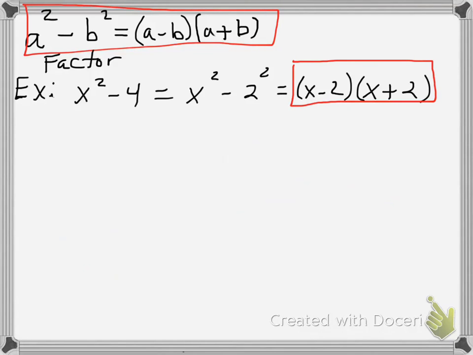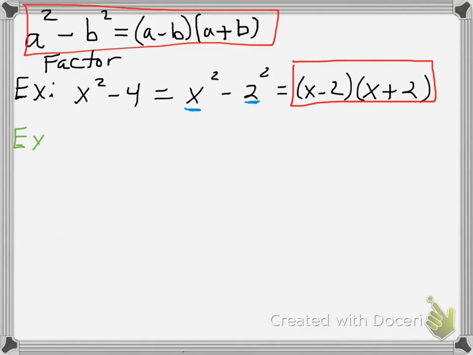And so I have a base here of x, and I have a base here of 2. So that's kind of like my a and my b. Once I've figured out who my a and my b is, I can just use my difference of squares formula to go ahead and finish that off.